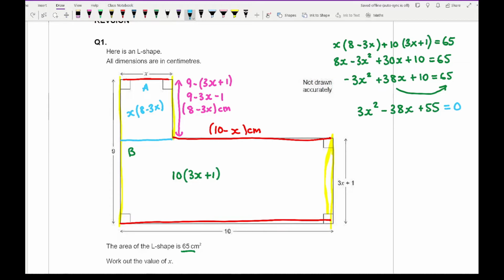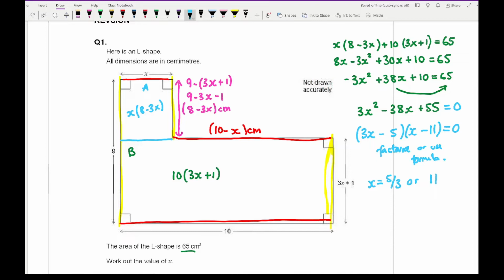Now from this what we can then do is we now need to solve it. Now this does factorize as 3x minus 5 and x minus 11 equals 0, or you could use the quadratic formula, so you can factorize or use the formula to solve, because all we wanted is to solve it, in which we end up with x equals 5 over 3 or 11.